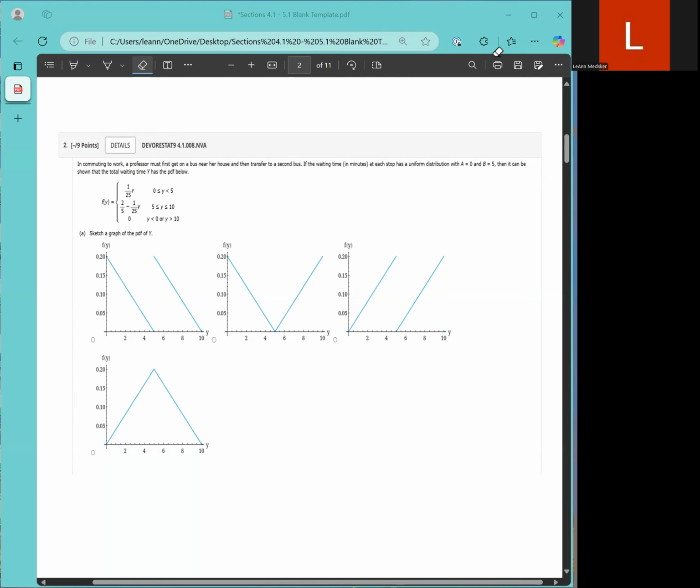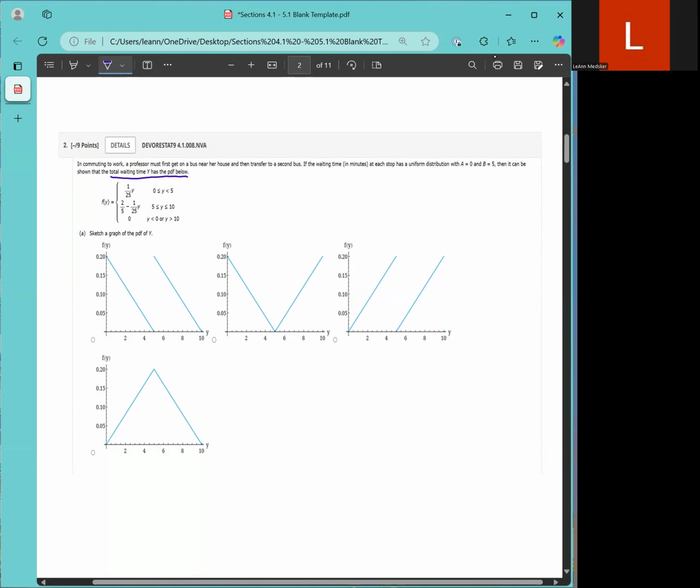In commuting to work, a professor must first get on the bus near her house and then transfer to the second bus. If the waiting time in minutes at each stop has a uniform distribution with A equals 0 and B equals 5, then it can be shown that the total waiting time, Y, so notice we're having two stops here. So it's 0 to 5 for each. So 0 to 5 for the first stop, and then you'd be 5 to 10 because you've got to add another 0 to 5 for the second stop.